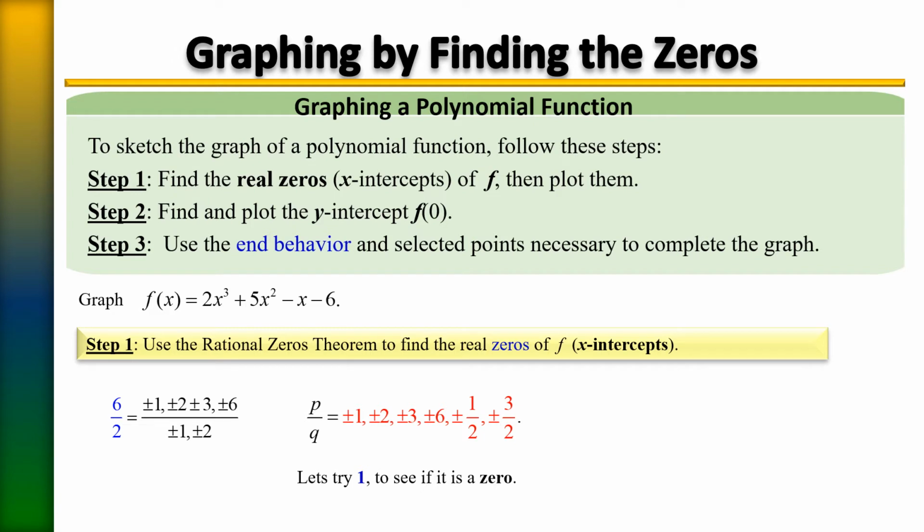Now, we're going to pick one number from that list to see if it is a 0. Let's start with 1. So what that means is we're going to use synthetic division and 1 as our divisor to see if 1 is a 0. So recall, if we do synthetic division and we wind up with a 0 as our remainder, then that means that 1 indeed would be a 0 of this function. So let's go ahead and plug that in and see if that's the case.